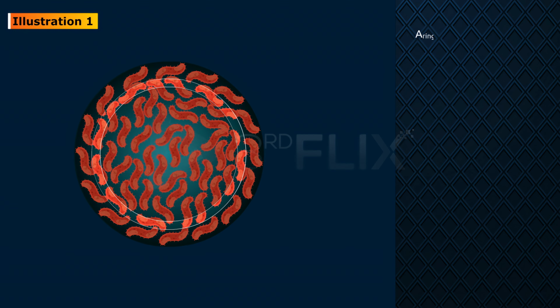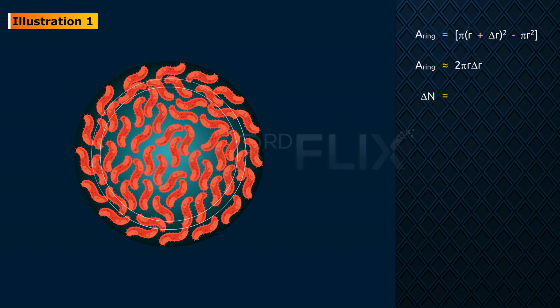The area of the ring is π(r + Δr)² - πr². If we consider Δr² to be negligible, the area of the ring approximately comes out to be 2πrΔr. Thus, the number of bacteria comes out to be Δn = 2πrΔr(1 - r²).